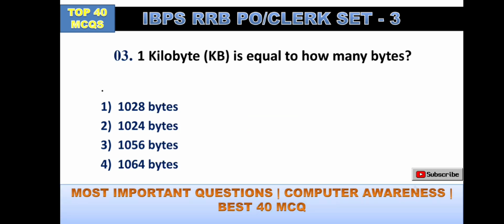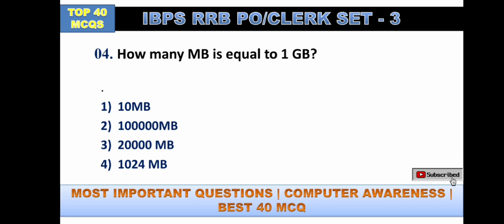1 kilobyte is equal to how many bytes? 1 kilobyte is equal to 1024 bytes. 1024. Question number 4: how many MB is equal to 1 GB? 1 GB is equal to 1024 MB. 1 GB is equal to 1024 MB.